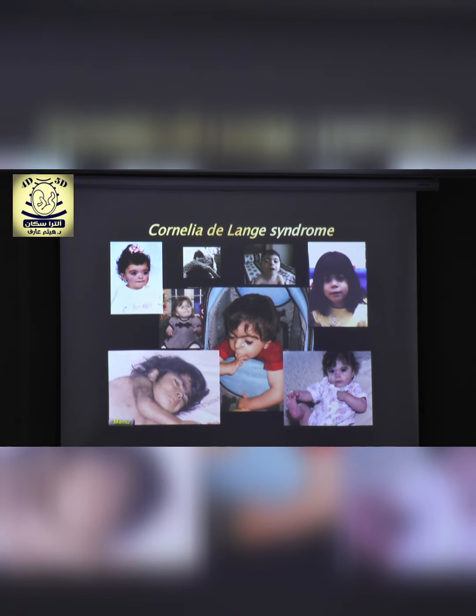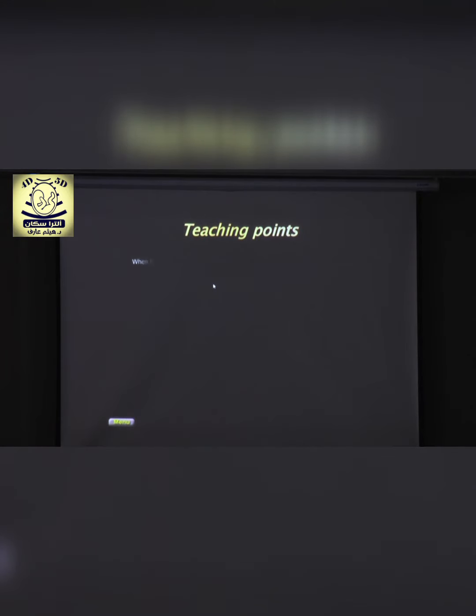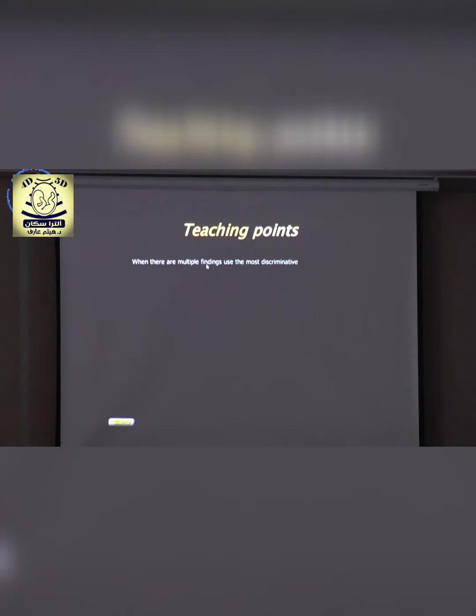Now notice those babies have the eyebrows meeting in the middle. You see how they meet in the middle? Like this. Not in the little girl. Why not in the little girl? Because the mother doesn't like that, so they pluck the hair in the middle. This is called synophrys. So the teaching point here is when there are multiple findings, use the most discriminative. To find the most discriminative, look at the number of hits in OMIM, and then combine those that have the fewest number of hits.